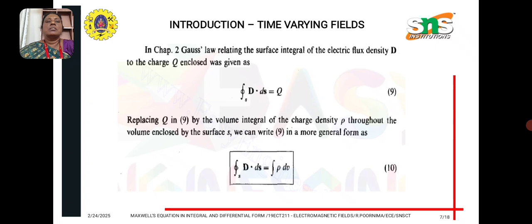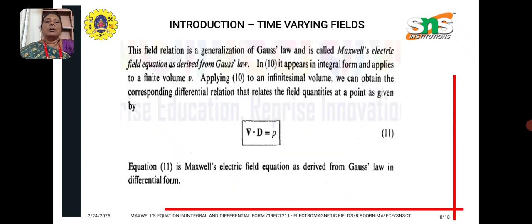Now we are going to see the Maxwell's equation derived from Gauss' law. Gauss' law relates the surface integral of the electric flux density D to the charge Q, given by the integral over the surface of D dot ds equals Q. By replacing Q by the volume integral of the charge density rho throughout the volume enclosed by the surface S, we can write in a more general form the integral over the surface of D dot ds equals the integral of rho dv. Now by removing the integral, we get del dot D equals rho, which is the Maxwell's equation derived from Gauss' law.